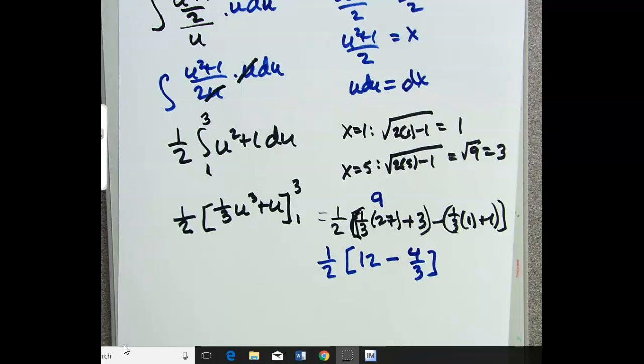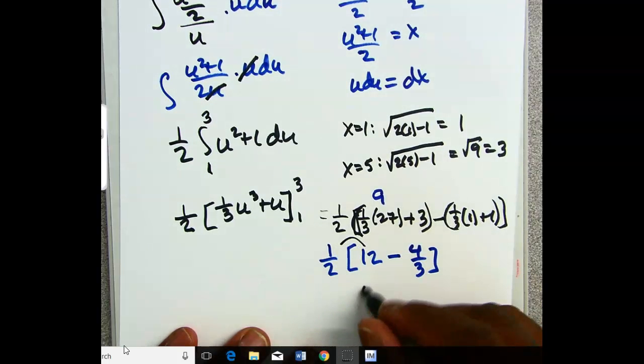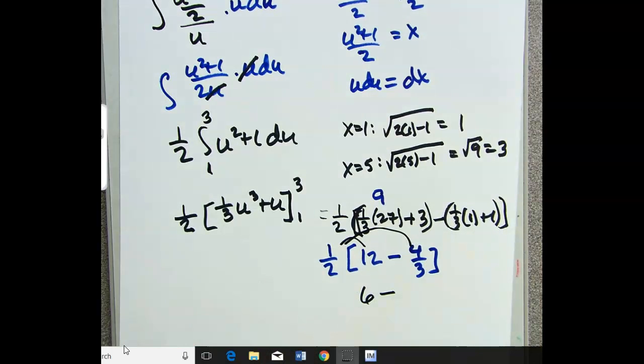All right, so at this point, we can't take 6 years and a month on a test trying to figure out what the math is here without a calculator. So, what's going on? And distribute the 1/2. 6 minus, what's 1/2 of 4/3?